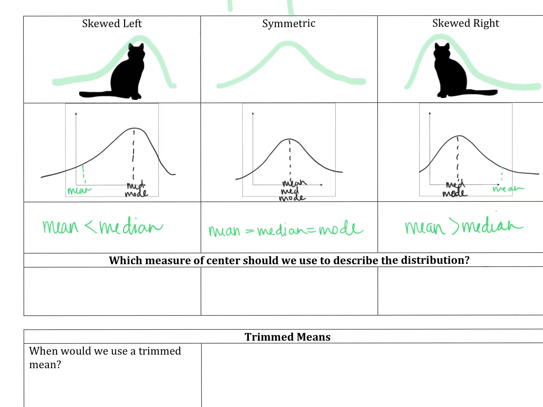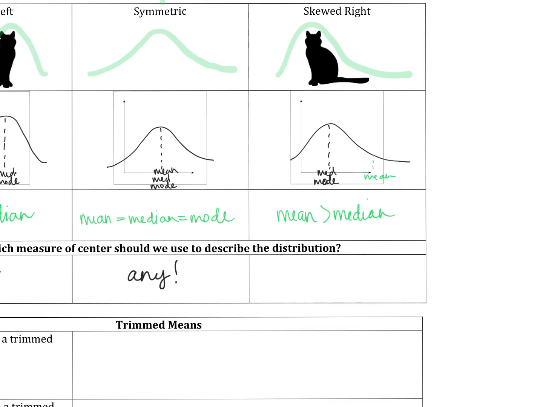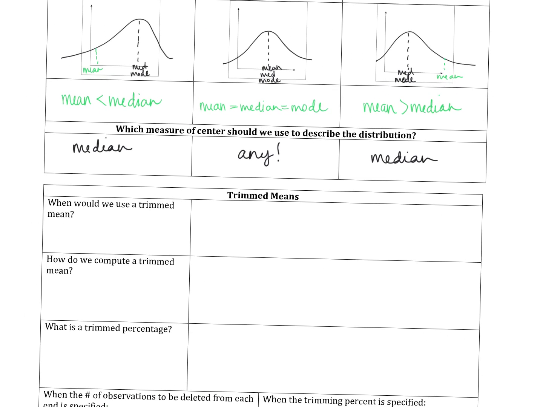So if you're asked to describe a distribution, which measure of center would you use? Depending on the shape, you're going to decide. Usually, if it's skewed, you're going to use the median and the mode if appropriate. If you have a symmetric distribution, you can use any measure of center because they're all the same. It seems the average is the easiest for most people to understand. And again, if it's skewed, you're going to use the median most of the time. Sometimes the mode is appropriate as well, but it depends on the context and where those modal values are.